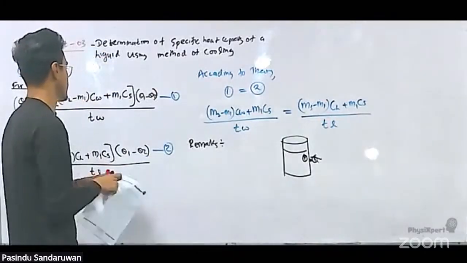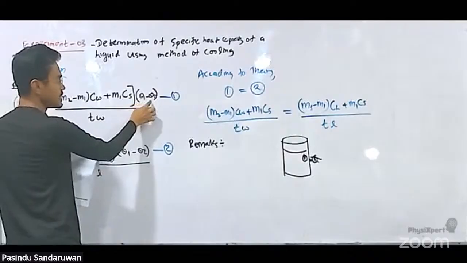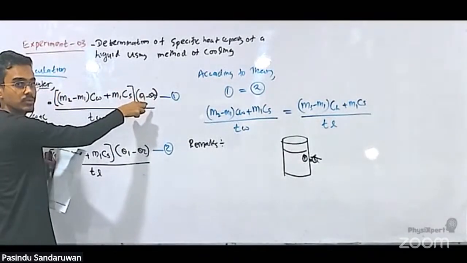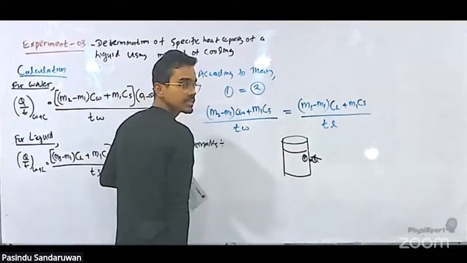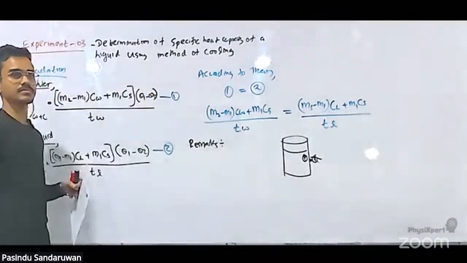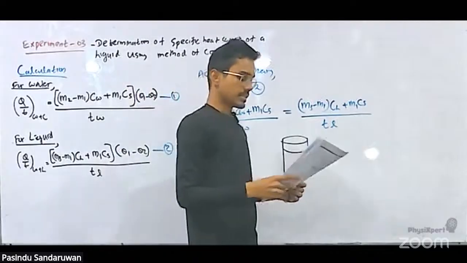Right. If that happens, all these equations cannot be done, because I have considered the same temperature difference for both liquid and the calorimeter, theta 1 minus theta 2. Now if these two are two different temperatures, even I can't write this equation. That's it.